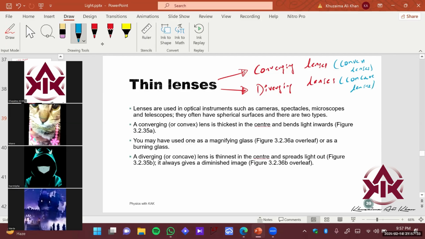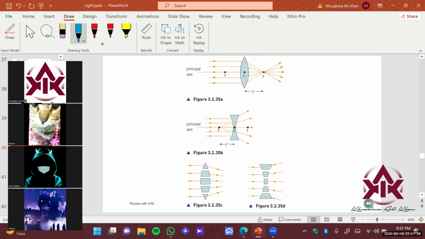Okay, so let's first of all directly start from the diagram so that it makes more sense. The top one, the first figure, is a converging lens example, and the second figure in the middle is an example of a diverging lens. So the first one is the converging lens, which is also called what? Convex lens, right?